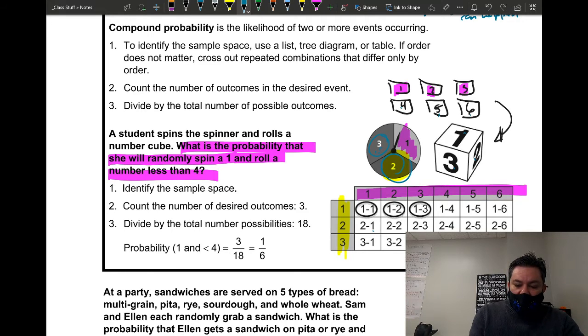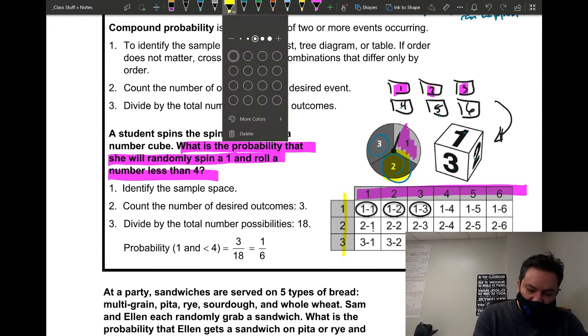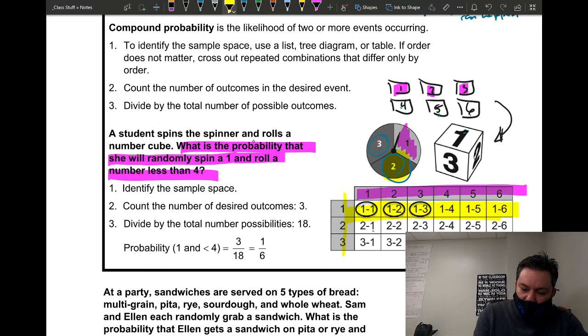Now, to find whatever you want to happen. So it says over here, number 1, identify the sample space. We did that with the table or with the images. Count the number of the desired outcomes. So for the first one, how many things can happen? I have 3 desired outcomes. And then divide by the total number of possibilities. I have 18. So the total number of possibilities is going to be everything, all the combinations.